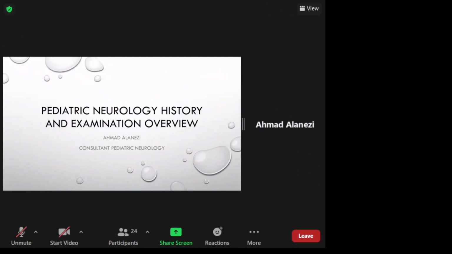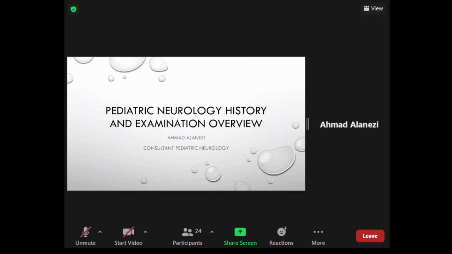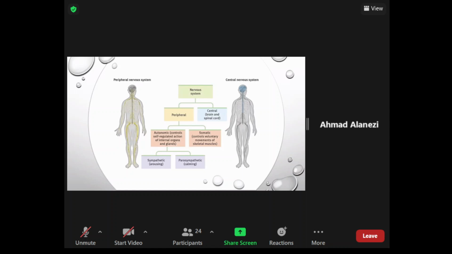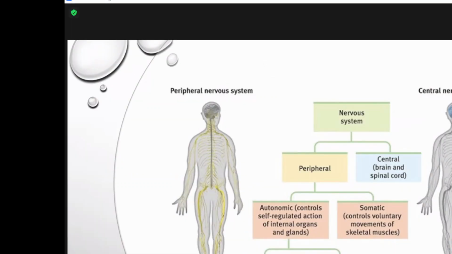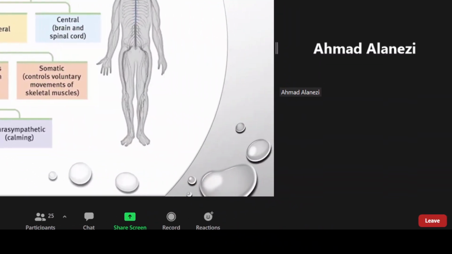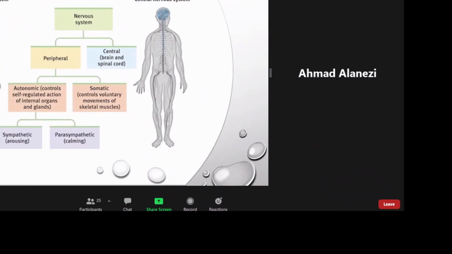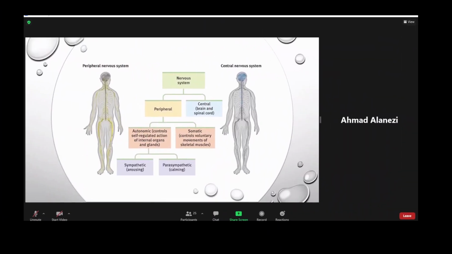So practice is a mainstay actually, plus the underlying knowledge and theory parts. Just to remind you about the nervous system, we divide it into peripheral nervous system and central nervous system. As you know, the central nervous system is composed of the brain and spinal cord, whereas the peripheral nervous system has a bunch of autonomic and somatic nerves. Those autonomics carry the sympathetic and parasympathetic functions.